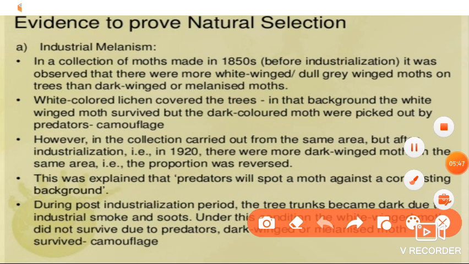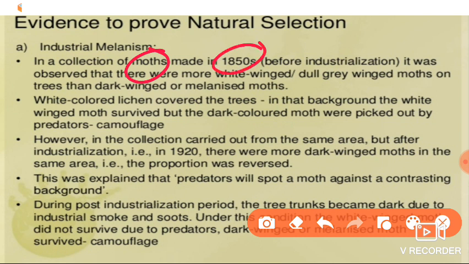In this, they mainly take moths as the example for industrial melanism. Here, in 1850, before industrialization in England, there were no industries, because technology was not that developed, so there was no need of all those things. There was no development or industries at that time, during 1850.